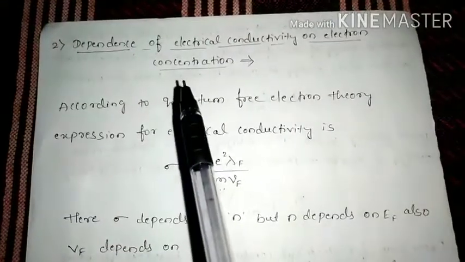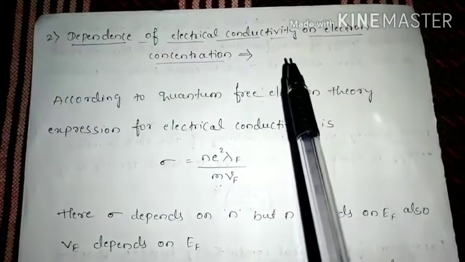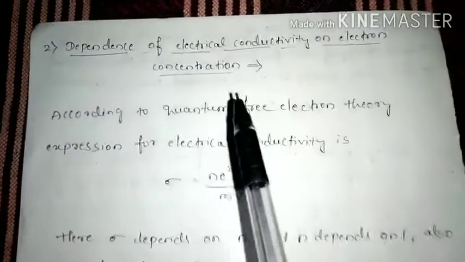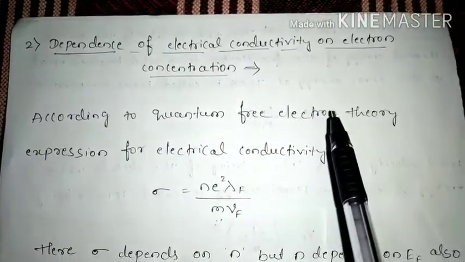So this is the second drawback of the classical theory, which is overcome by the quantum theory, that is dependence of electrical conductivity on electron concentration.